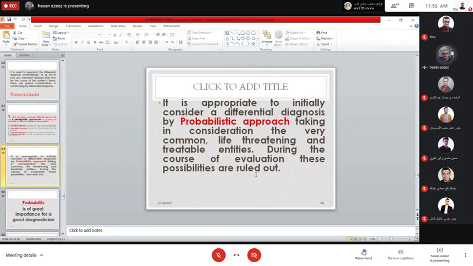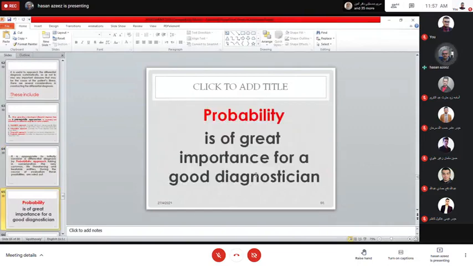But for the list of differential diagnosis in general, there is something called the rule of 3. You must have three that are the most probable, make the fourth the most serious, and the fifth treatable. But the priority is for probability. Probability is of great importance for a good diagnostician. To keep your skill and be professional, you should be trained on probability.